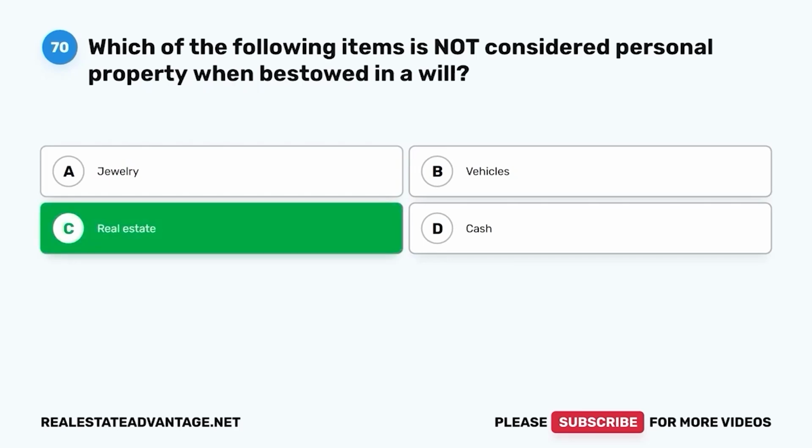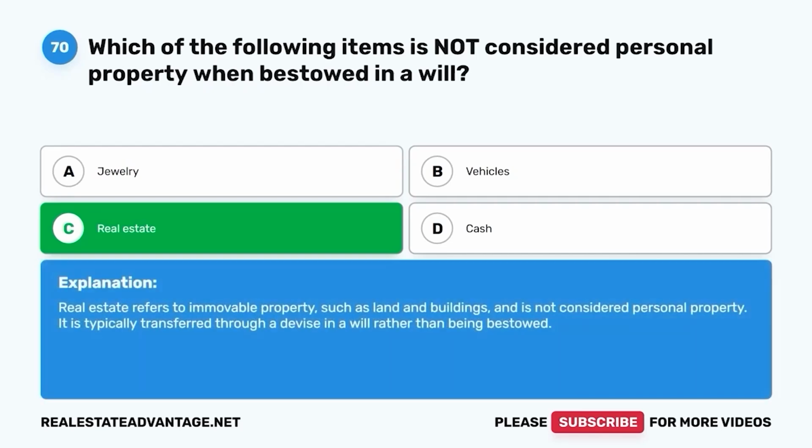The correct answer is C. Real estate. Real estate refers to immovable property, such as land and buildings, and is not considered personal property. It is typically transferred through a devise in a will rather than being bestowed.